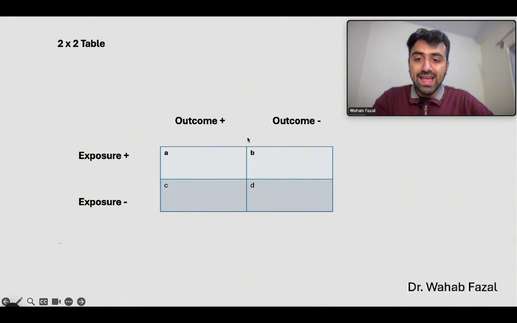So what is A in this part? A are people who are exposure positive and outcome positive. B, people who have the exposure but did not develop the outcome. C, people who did not have the exposure, so people who did not smoke, but still developed lung cancer. And then you have this part, which is outcome negative and exposure negative: people who do not smoke and do not develop lung cancer. Similarly, very healthy people.